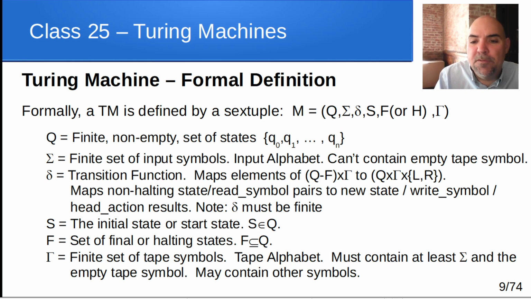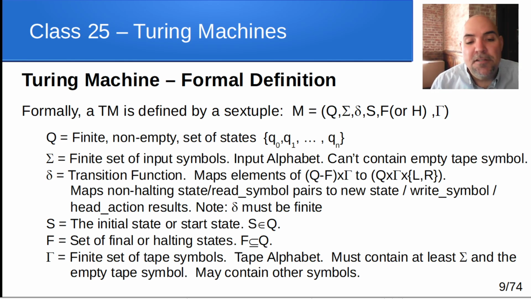Okay, the thing that was messed up is there's a typo with an extra cut and paste thing left in there. So what this maps is elements of the non-final states and the tape alphabet to something new in the tape alphabet along with a new state and either an action to go left or right. So notice that makes sense. What we're mapping is non-halting states with read symbols we read from the tape. We're mapping that pair to a new resulting state, the symbol that goes on the tape, and the head action. And note that that transition function has to be finite.